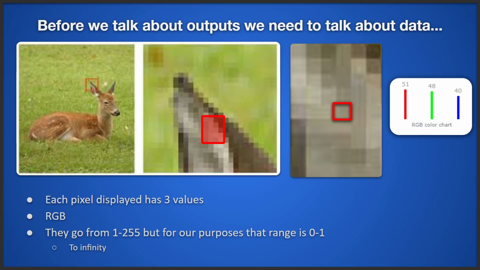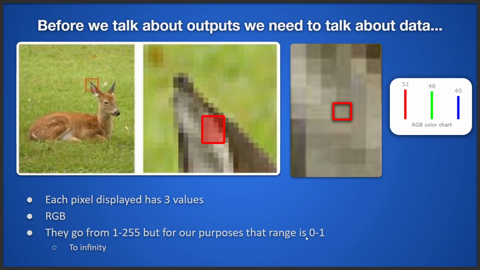That's cool, William. Thank you. So each pixel displayed has 3 values, red, green, and blue, and they go from 1 to 255 on your screen because that's how 24-bit color data is stored. There's 8 bits per channel. Red, green, and blue gets 8 bits each, and 8 bits can describe a number up to 255.